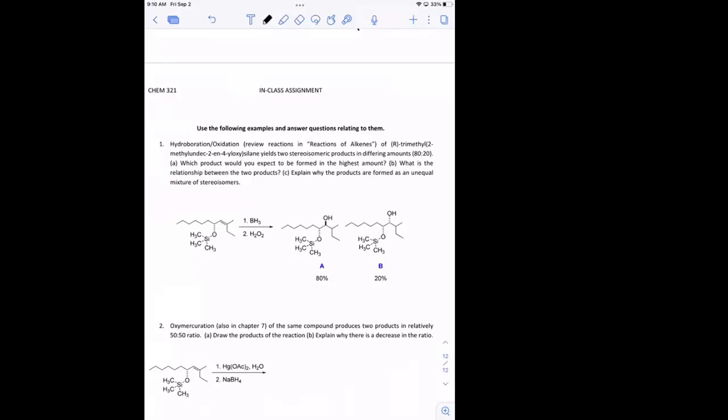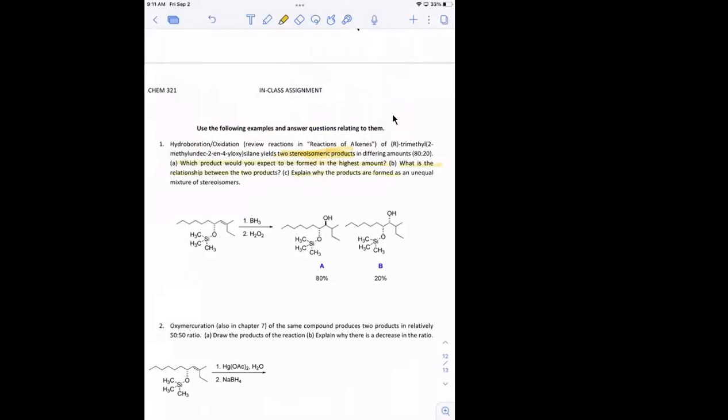Is it hydroboration? Sorry, okay. Yes. Hydroboration oxidation of R-trimethyl... Study yields two stereoisomeric products in differing amounts. A, which product would you expect to be formed in the highest amount? B, what is the relationship between the two products? C, explain why the products are formed as an unequal mixture of stereoisomers.